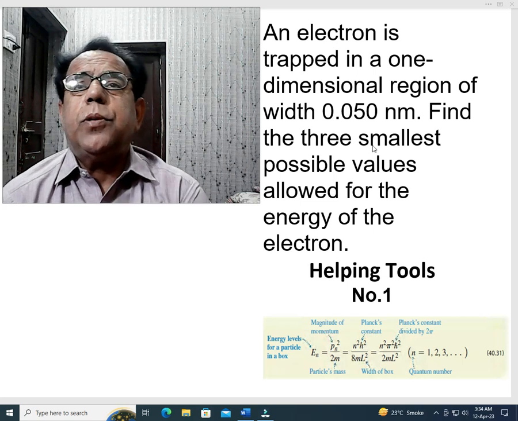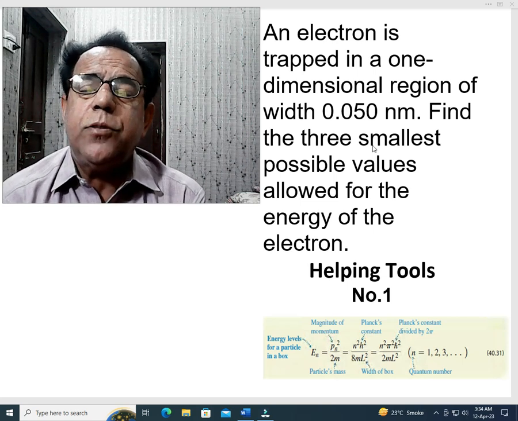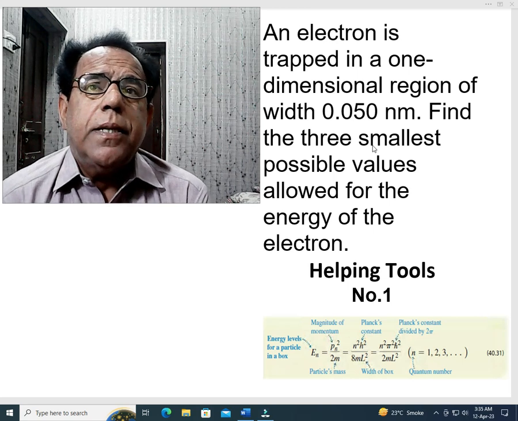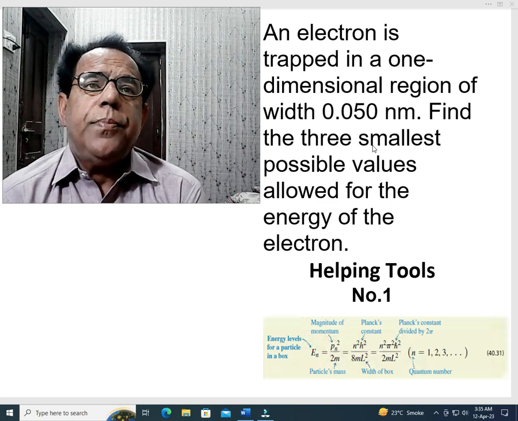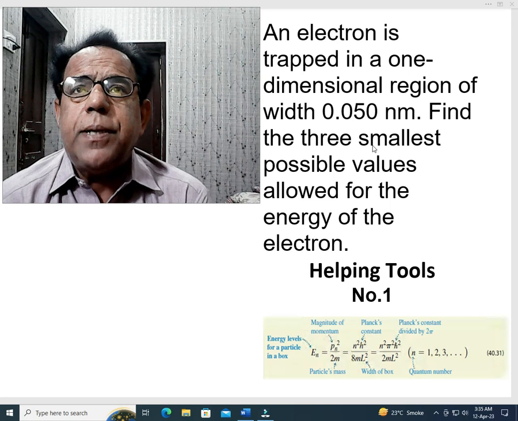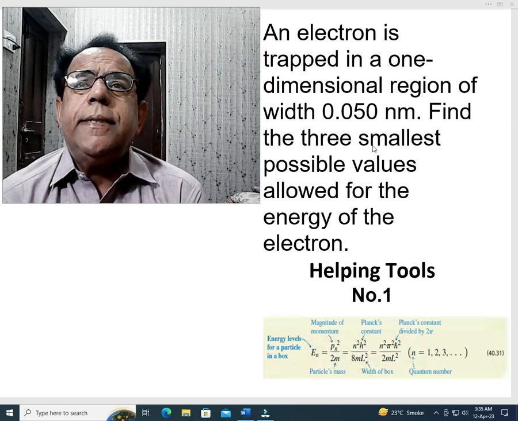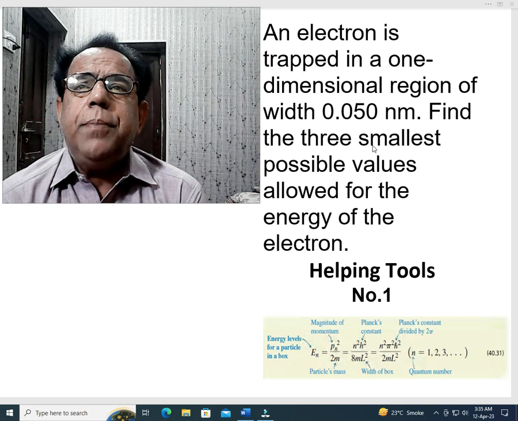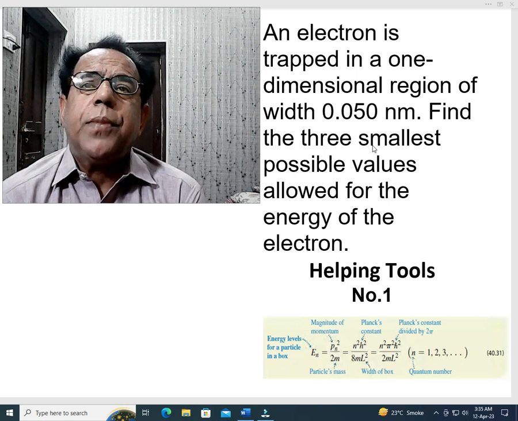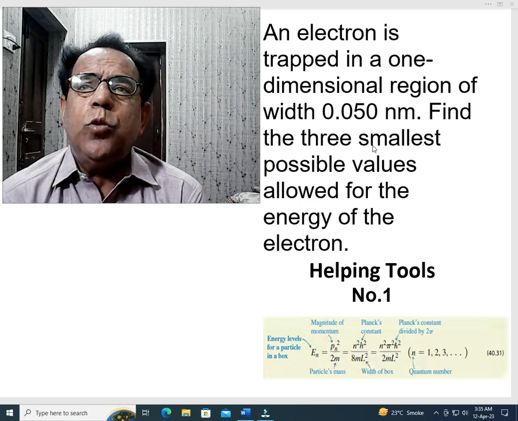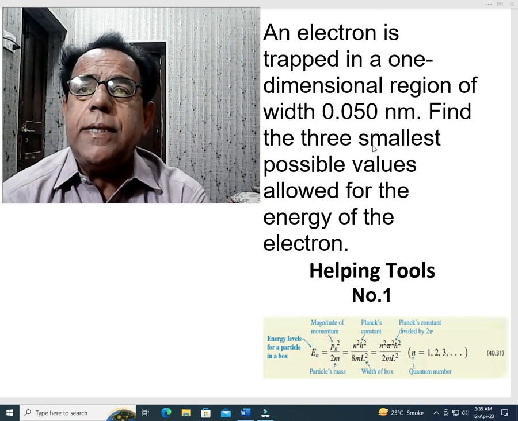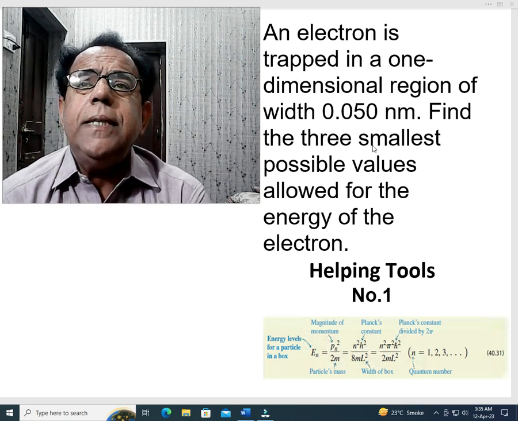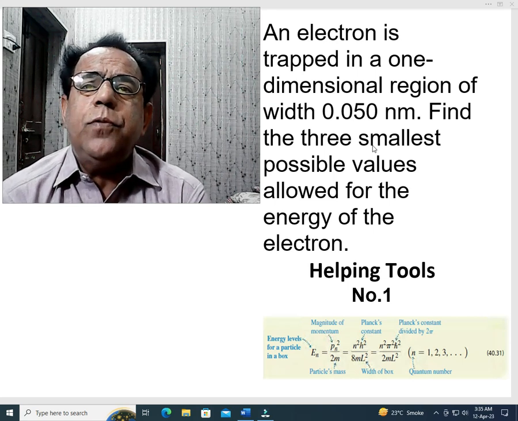This is our next problem, once again chosen from the same book, that is Modern Physics by Kenneth S. Crane. As usual, we first come to its statement. An electron is trapped in a one-dimensional region of width 0.050 nanometer. Nano meaning 10 to power minus 9. Find the three smallest possible values allowed for the energy of the electron.